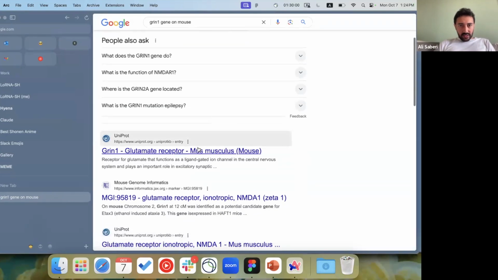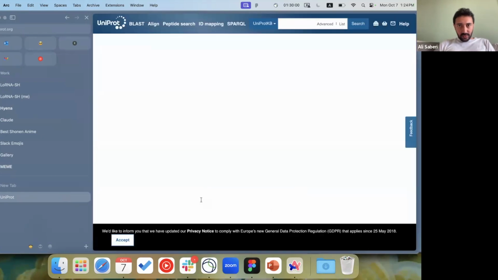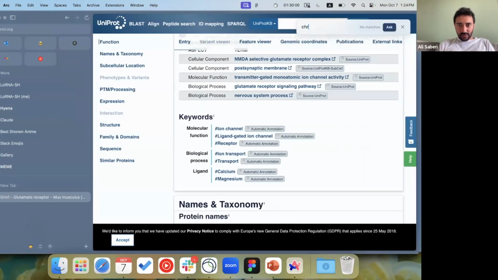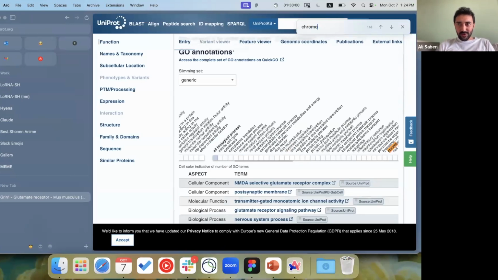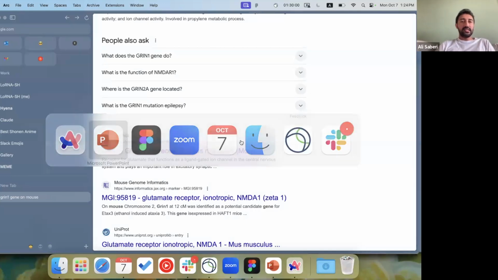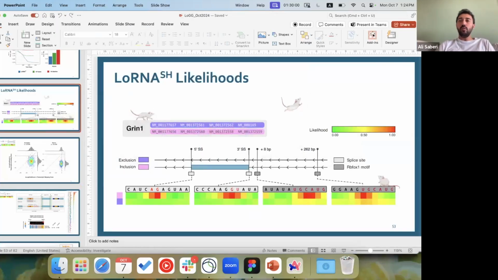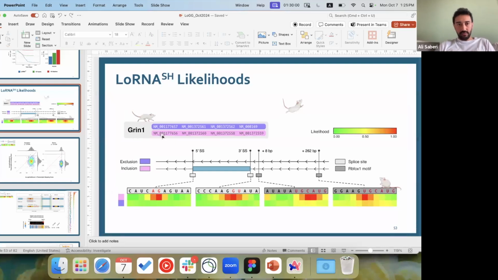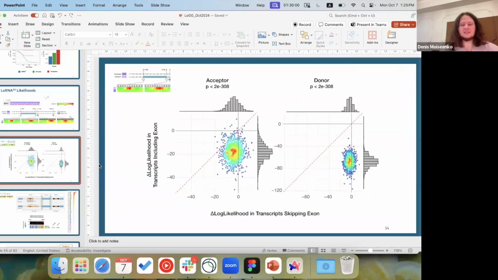How can we see? Let's go for this one and see which chromosome it is on. If I can search for chromosome, no, chromosome 2. Okay, so it's on chromosome 2. So this gene was within the training set.